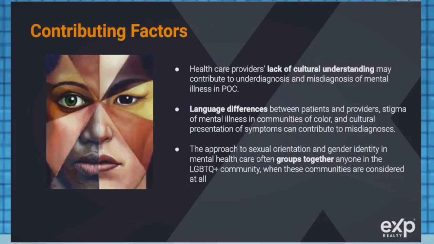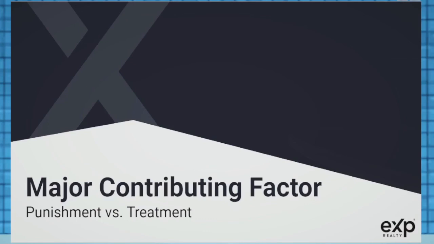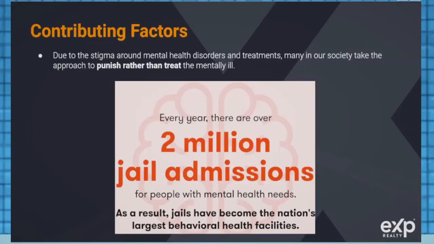Now we're going to talk about something we talked about earlier, that major contributing factor of punishment versus treatment. Now, I want to preface this by saying this is not a statement of anti-police or anti-justice system rhetoric. This is an open exploration of just the facts. That's all. Due to the stigma around mental health disorders and treatments, many in our society take the approach to punish rather than treat the mentally ill. We already talked about that.